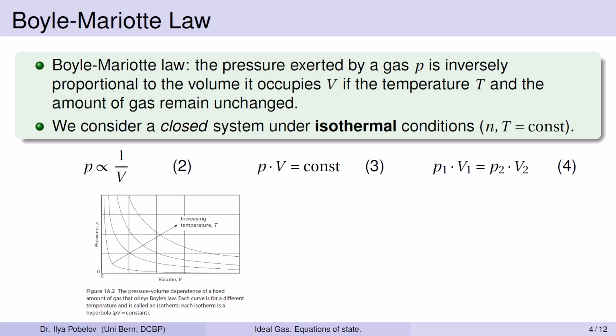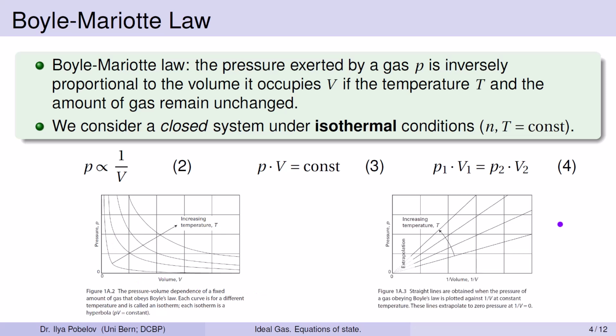Here, the left figure depicts the variation of the pressure of a sample of gas as the volume changes. Each of the curves in the graph corresponds to a single temperature, hence called an isotherm. According to Boyle's law, the isotherms of gases are hyperbolas.